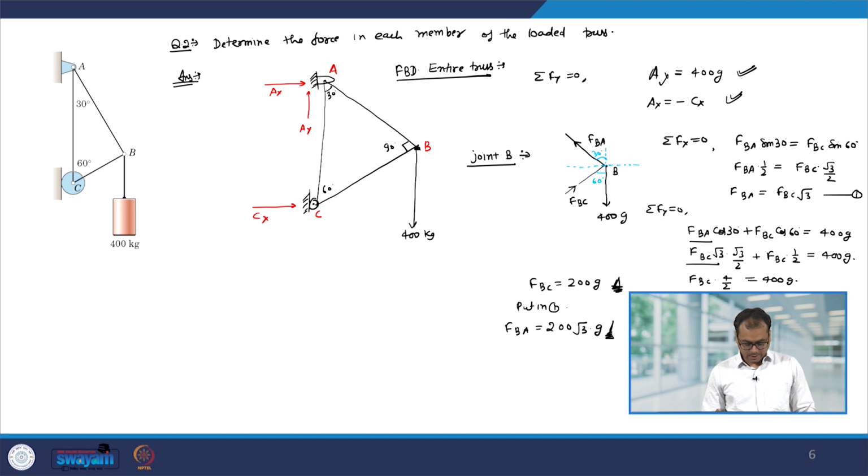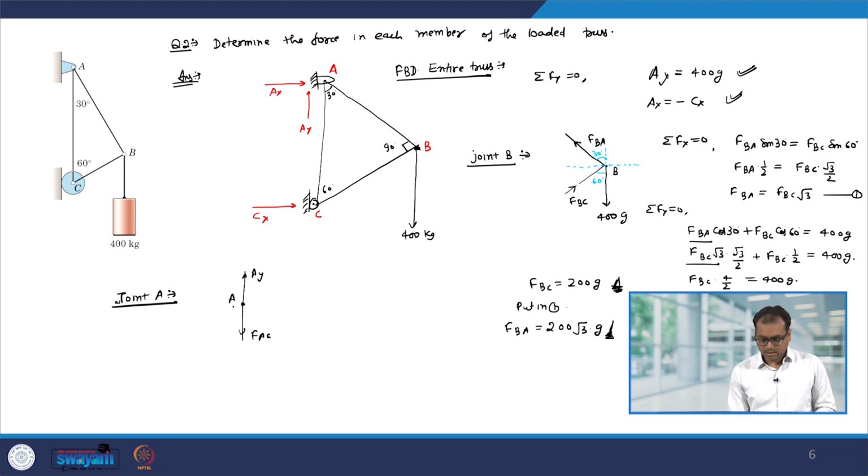Now, to calculate other forces like FAC, let us consider joint A. So, let us look at the free body diagram of joint A. So, at A I have a force which is acting in the y direction, Ay force, and then there will be a force along AC, and there is a force along AB, and the angle between FAC and FAB is given, it is 30 degree.